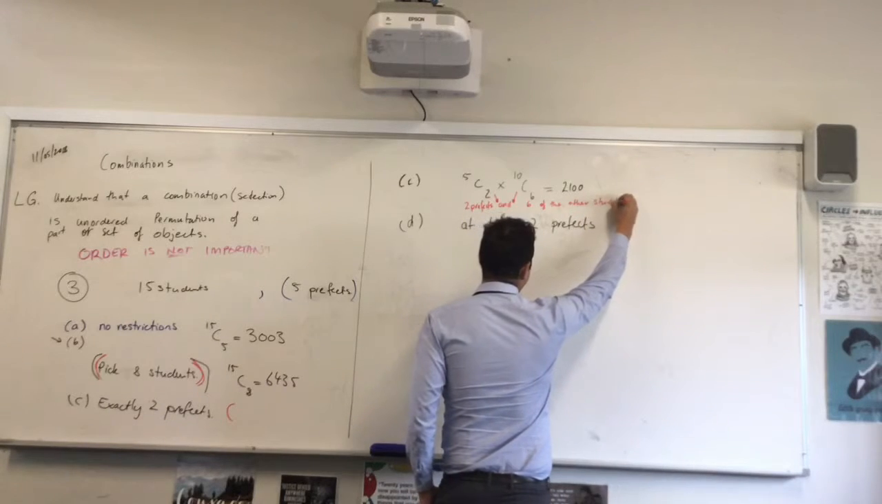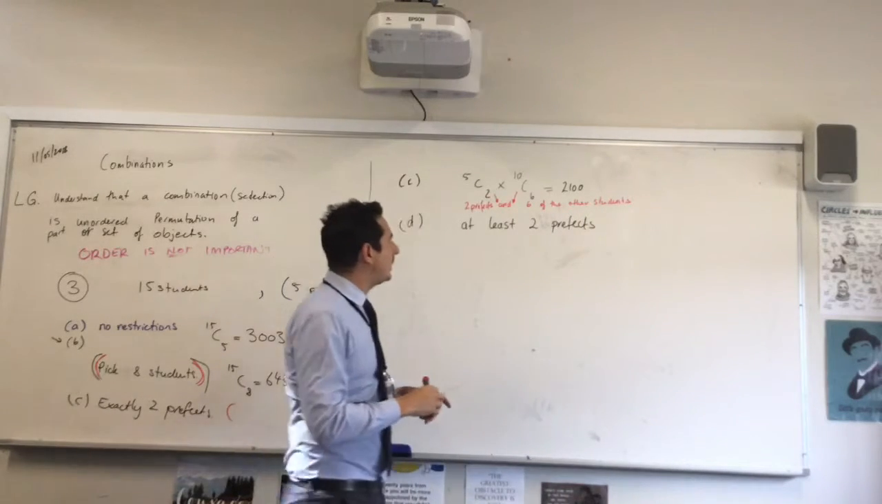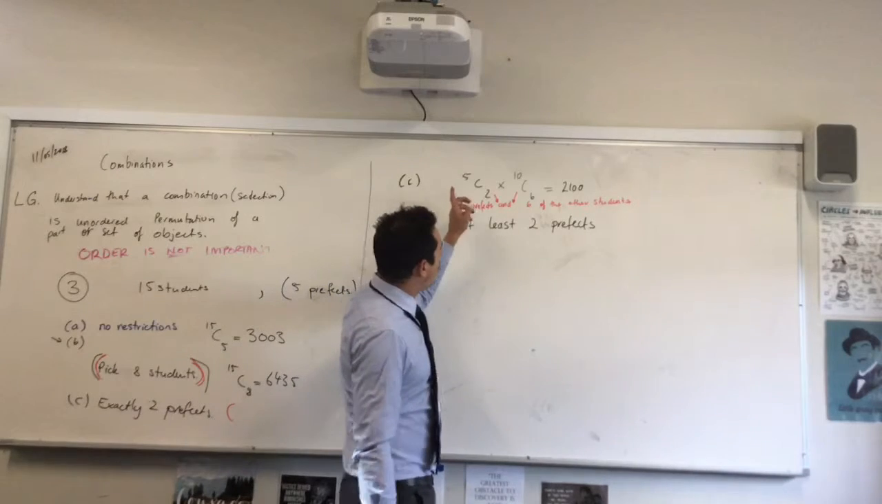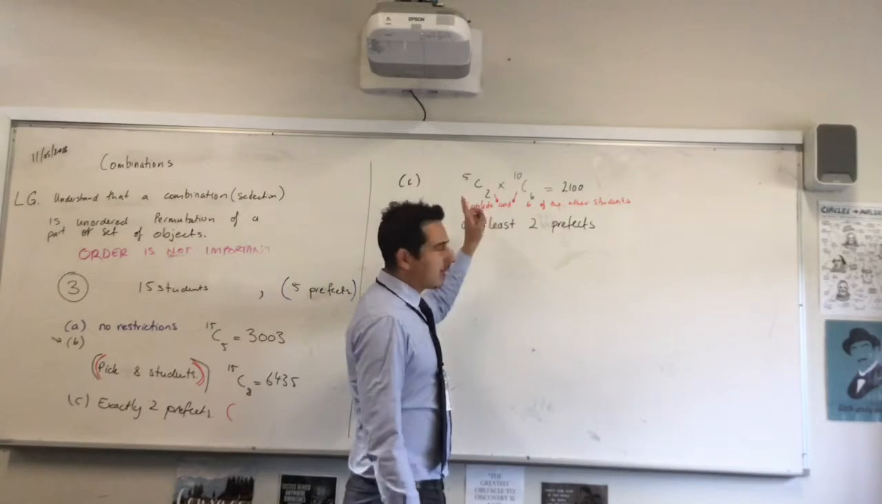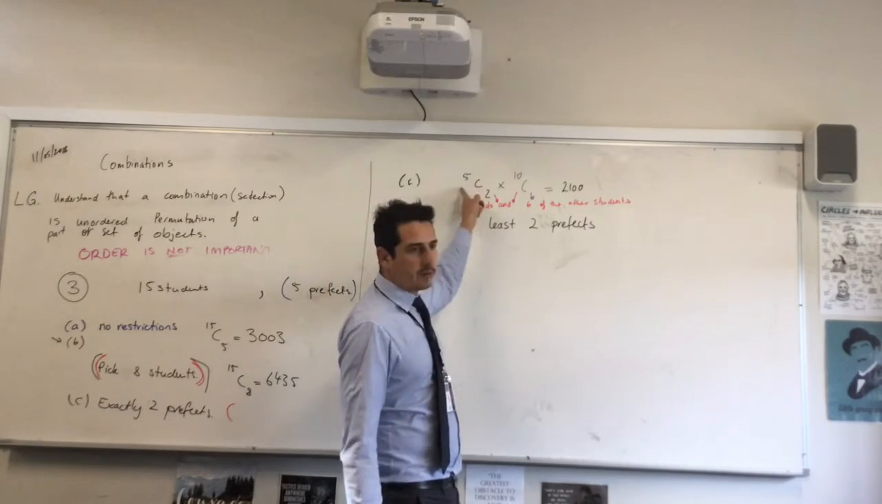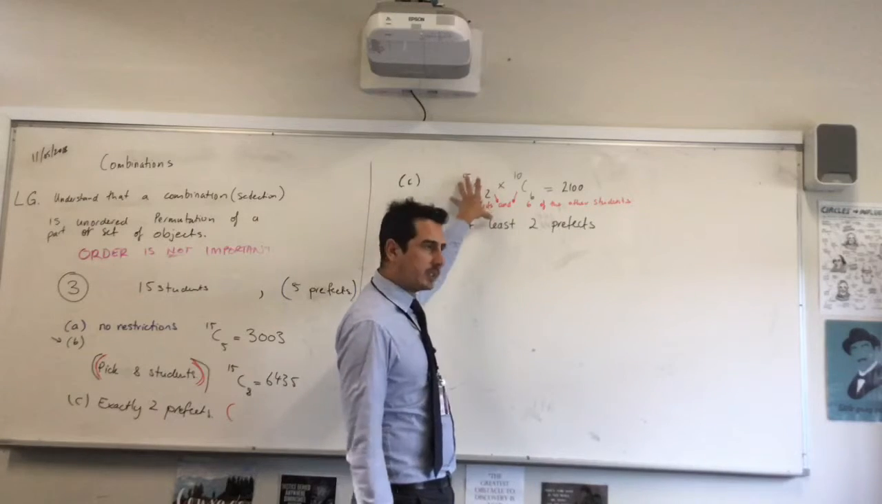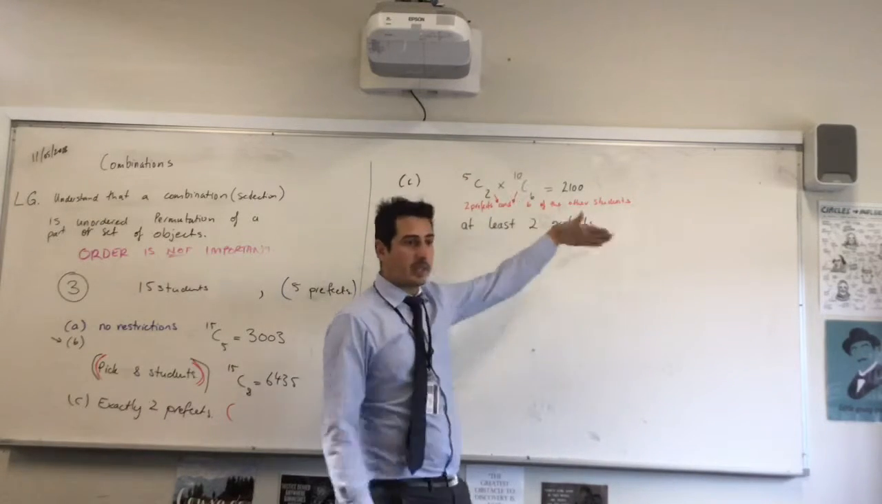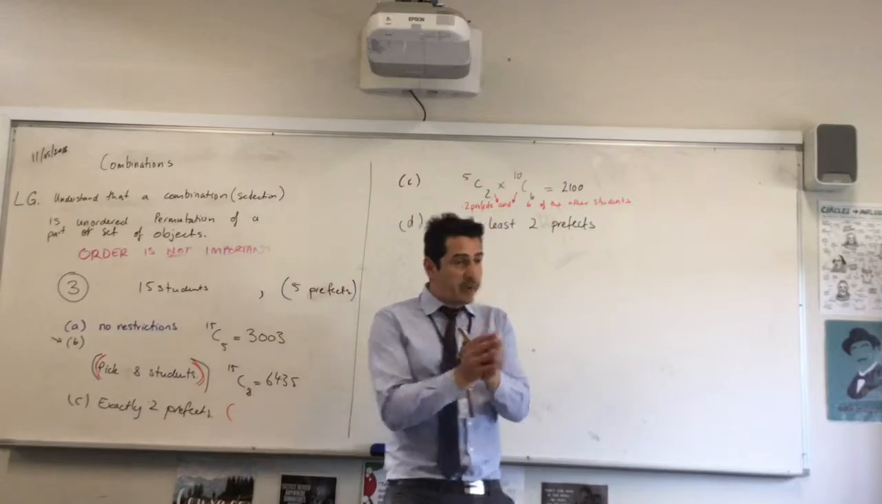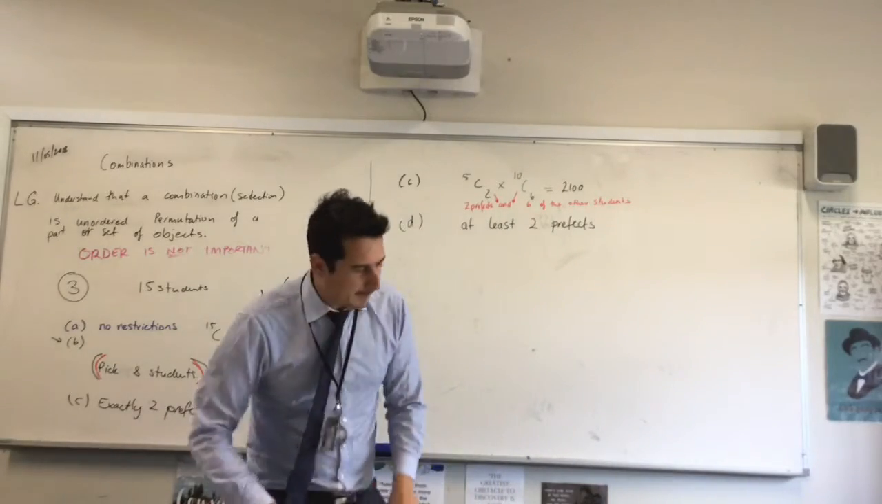Would it still be five, six, what? Two? No, it'd be five. I'm explaining this line of working out. So it's two prefects and six other students, all right? There's a very good reason for that, okay?